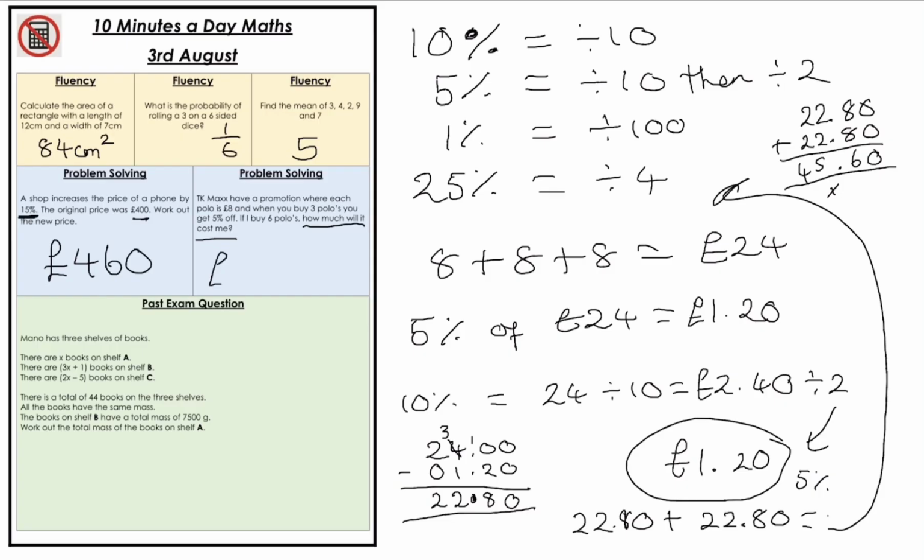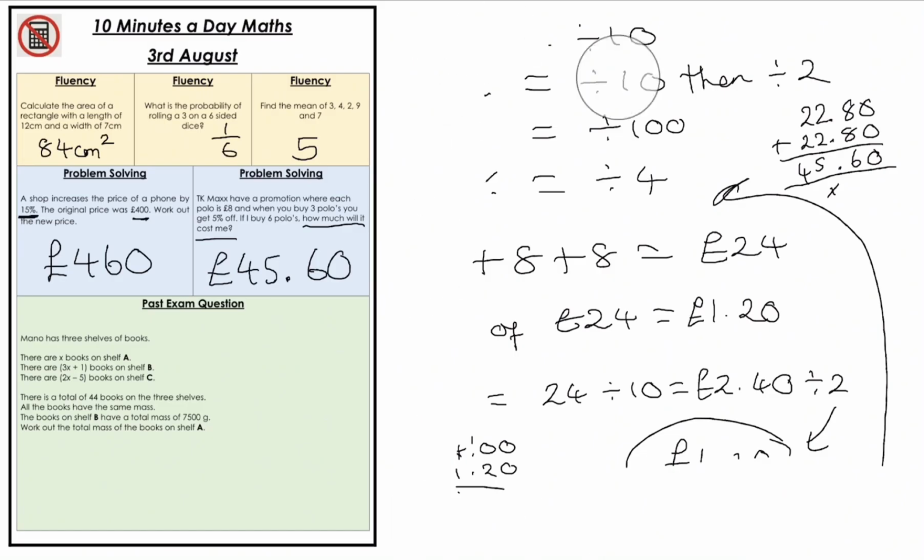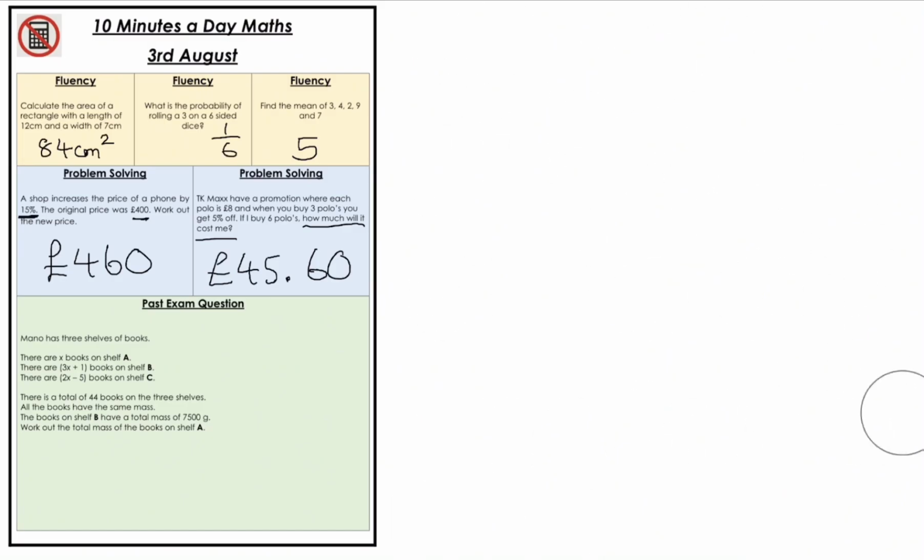So that means I'm going to spend £45.60 on my 6 polos. So it's really clear to make sure you're reading the question properly. Now, you may have got to that answer a different way, and that's absolutely fine. Now, the last one is a tricky one. It's a past exam question. There's lots of steps involved in this, so I want you to watch very carefully what I do and why.